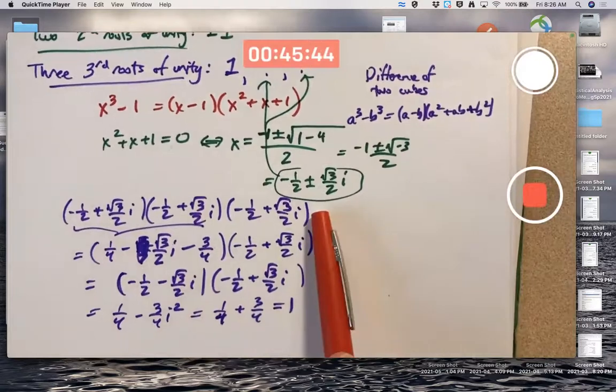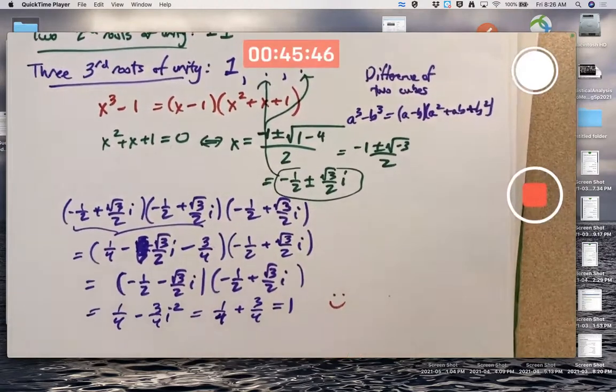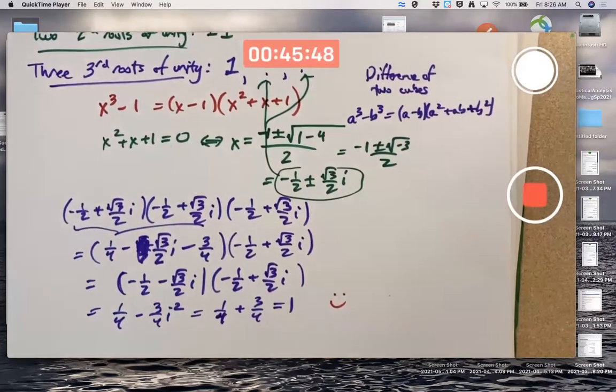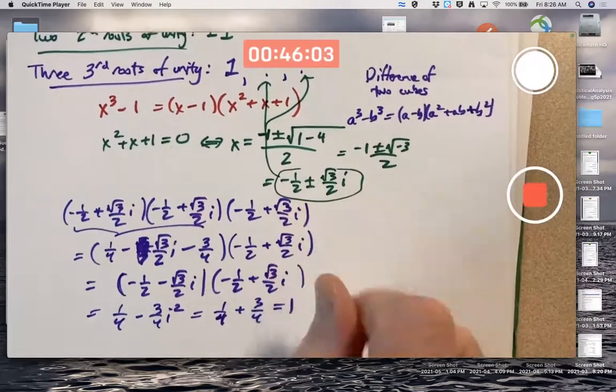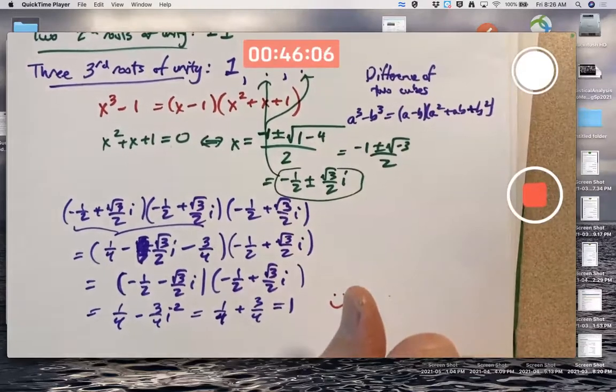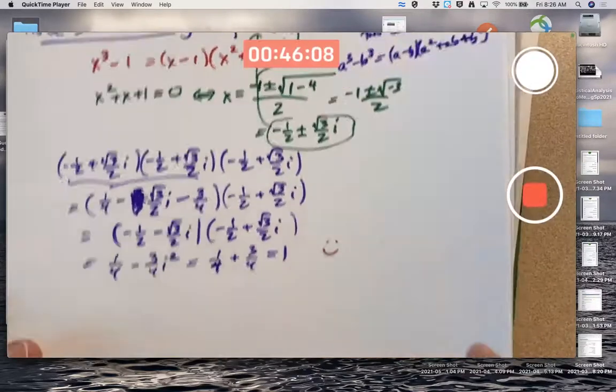Negative 1/2 plus or minus root 3 over 2i. Those numbers, 1/2 and root 3 over 2, feel very familiar, don't they? From high school. Trigonometry, right? Values of cosine and sine for special angles. It's not an accident.